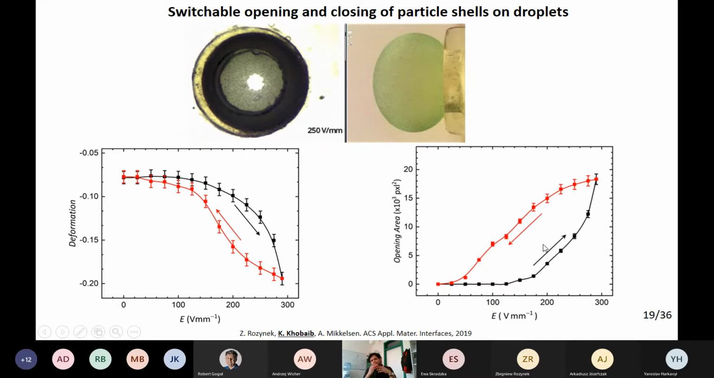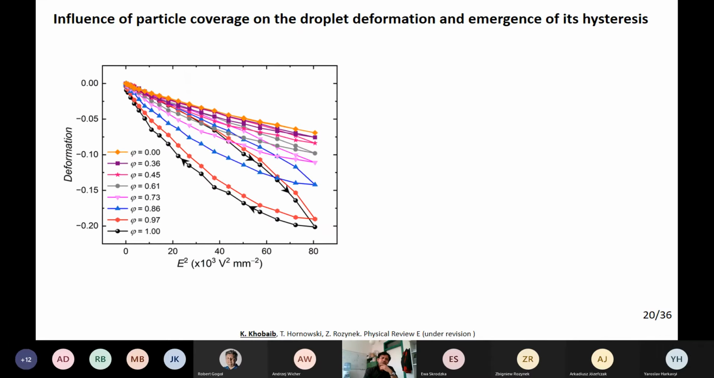Why is such hysteresis happening in our system? We studied it a little bit deeper, and we changed the particle concentration from 0, which means pure silicon oil, to 1, which means a fully covered droplet. We plotted the deformation against the applied electric field. We found that under compression and decompression of the pure silicon oil under the electric field, the deformation was retraceable.